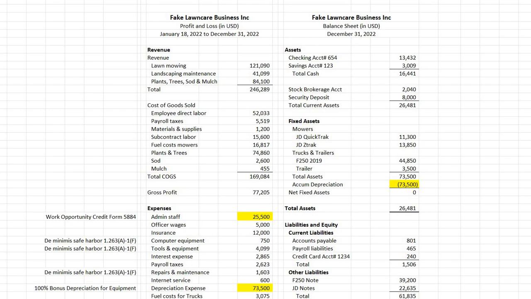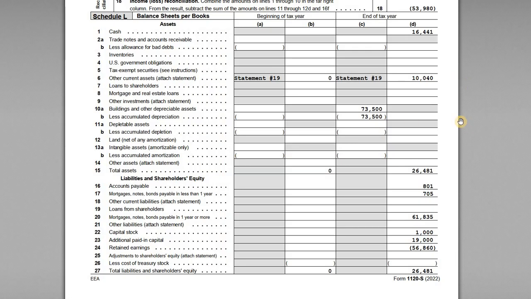All right. So those amounts are just flowed through or reported here on Schedule L. Right. So notice beginning of the year numbers are 0 because we didn't exist last year. So when you have a new company, you're not going to have beginning of the year numbers. So we've got our cash balance here at the top. So 16,441. The security deposit in the brokerage account.